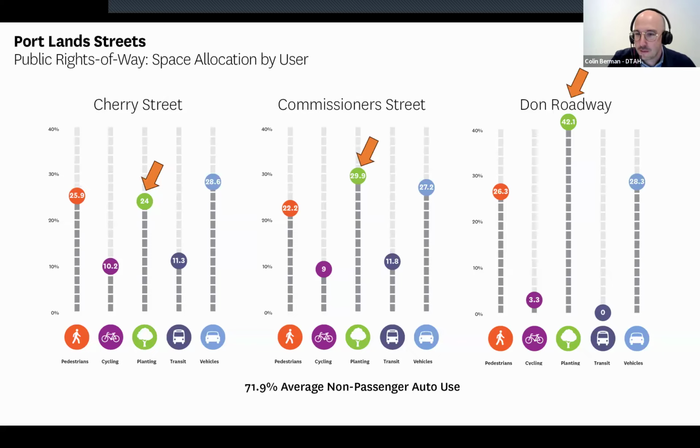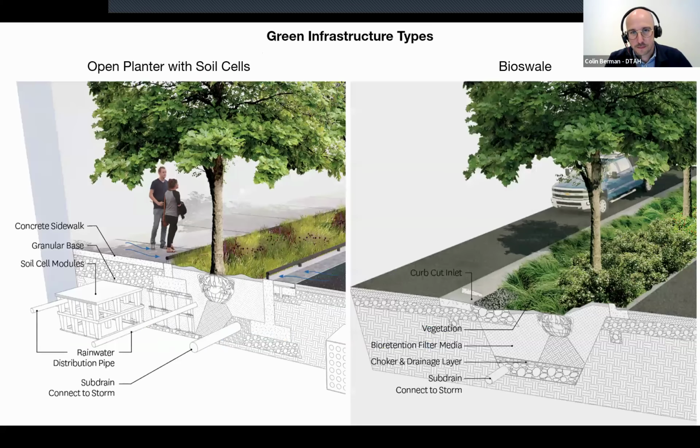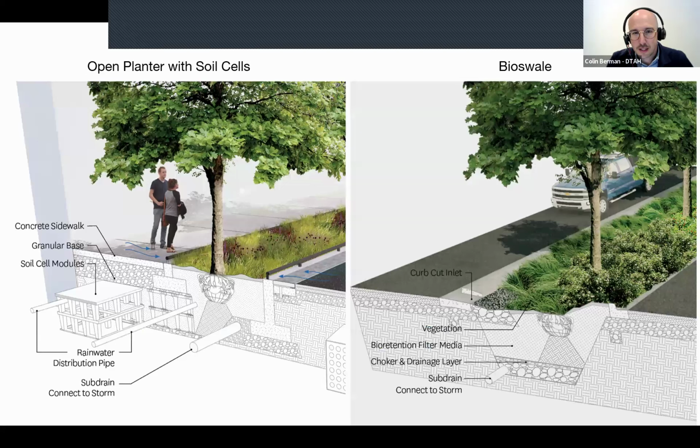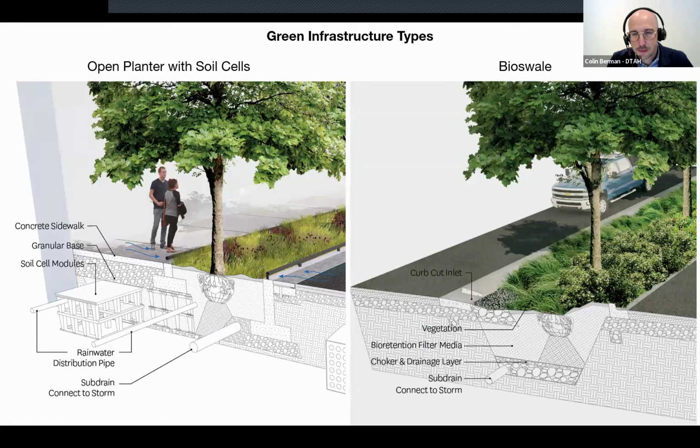Let's now look at specific green infrastructure we implemented to achieve these goals. Open planters with soil cells and bioswales are two of the key green infrastructure strategies we integrated into the street. These systems are designed to capture and treat stormwater, providing important environmental benefits while also promoting carbon sequestration through healthy plant growth and improved soil conditions. Bringing these systems into technically complex urban streets required coordination across multiple city departments, utility providers, and stakeholders. It pushed the boundaries of what's possible when balancing green infrastructure with urban services.